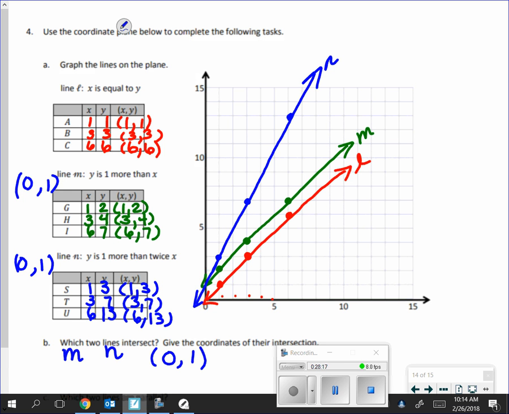Here, x is equal to y. I would have 0, 0. Would they intersect? No. That one would be there at the origin. So, very good. Good job.